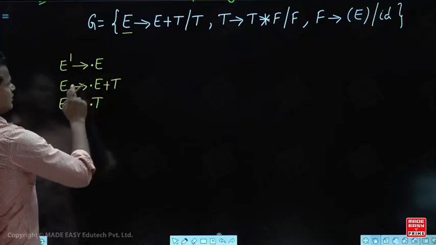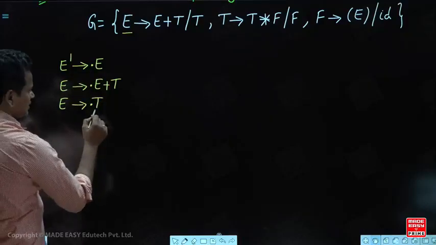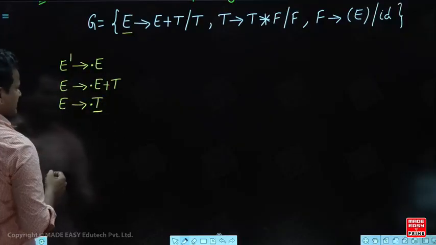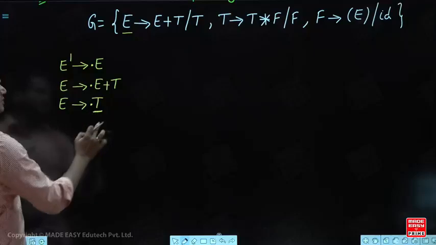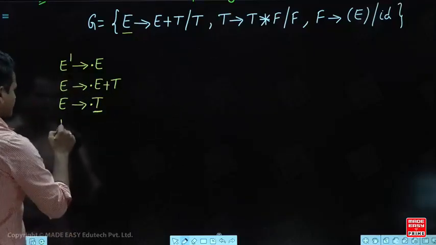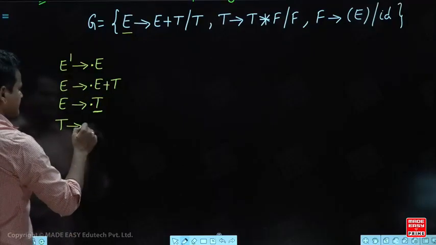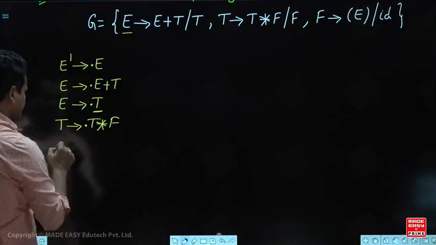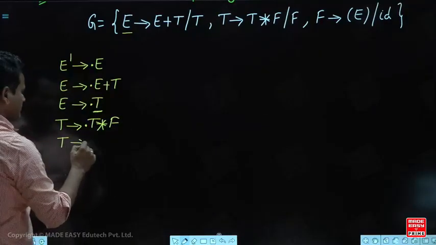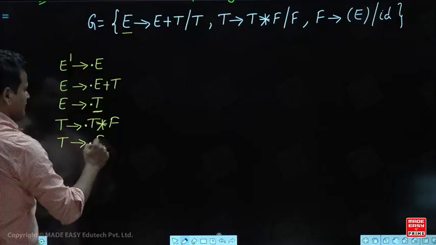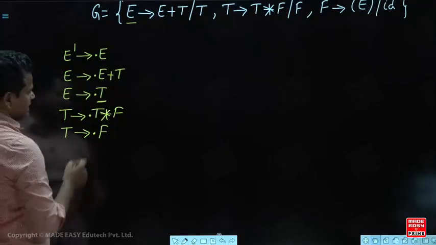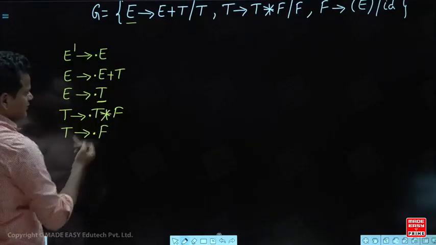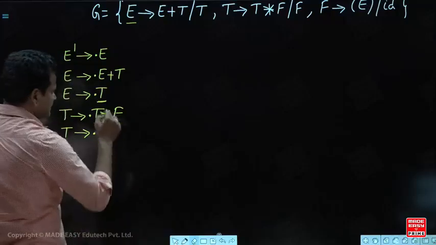Now dot after E, its productions are done. Now dot after T, T is a non-terminal. T has two productions. T → .T * F and T → .F. We wrote the two productions. Again dot after T, but we already wrote the T productions, so don't write the same productions.